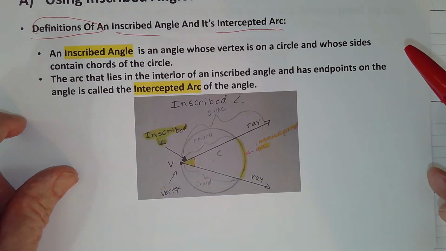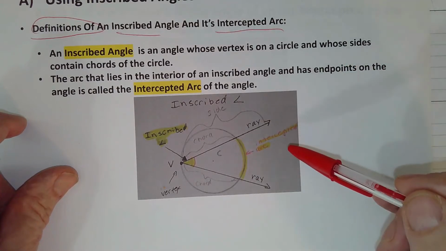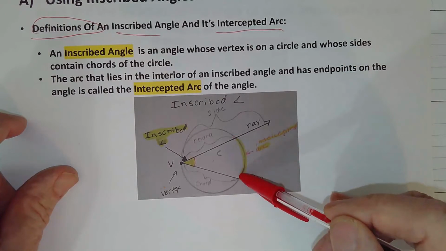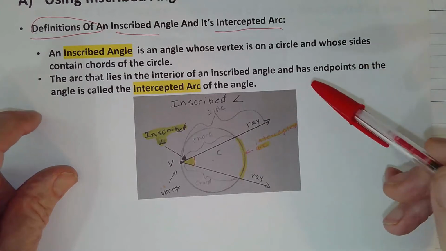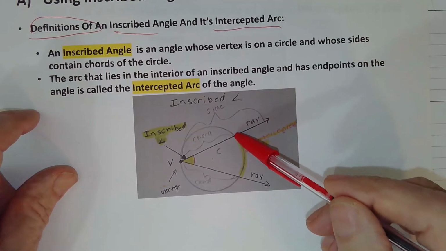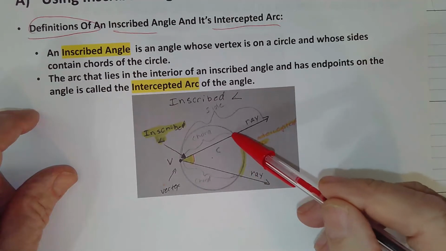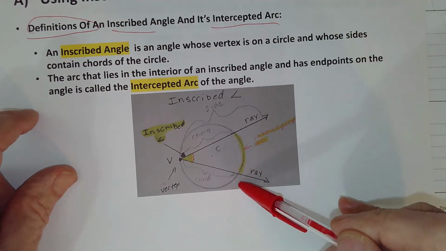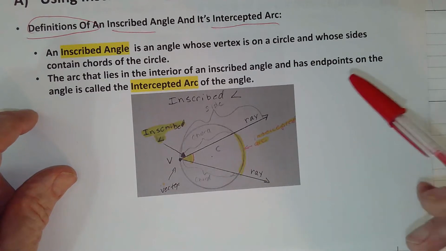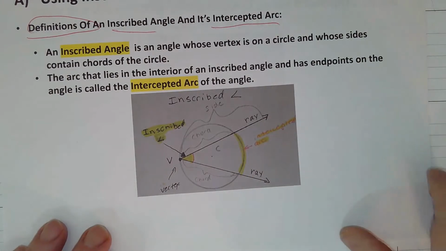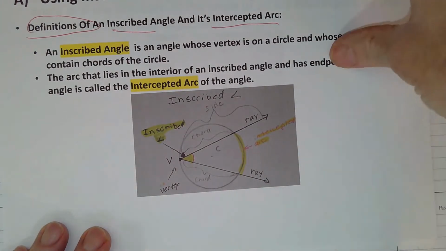The arc that lies in the interior of an inscribed angle, that's this arc, and has endpoints on the angle, these two, where the arc stops at these two sides, is called the intercepted arc of the angle. Okay, let's move on.